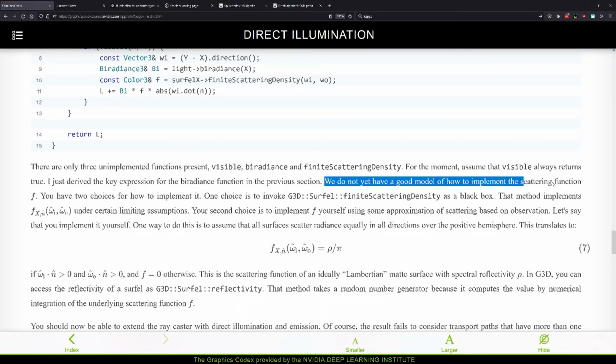Yeah, so the scattering function f, we don't have a good model for that yet, so it's just f. So he just does finite scattering density, and it's a black box. You put in some directions, you get an f out of it, and you plug it in and be happy.